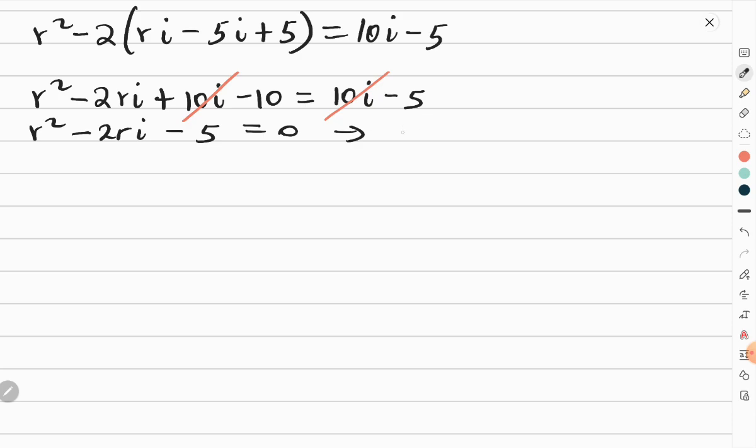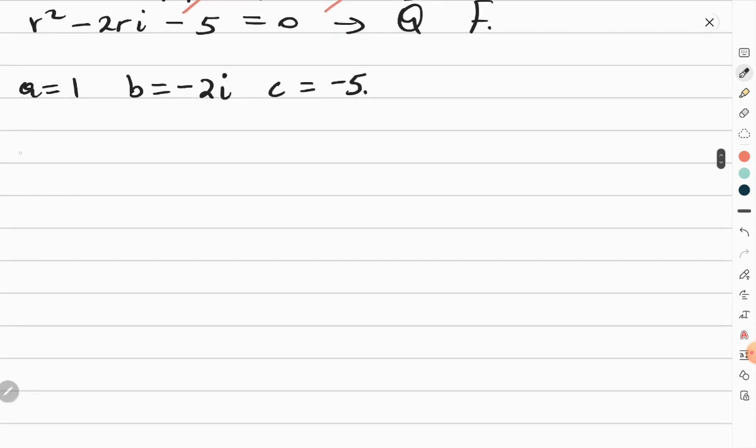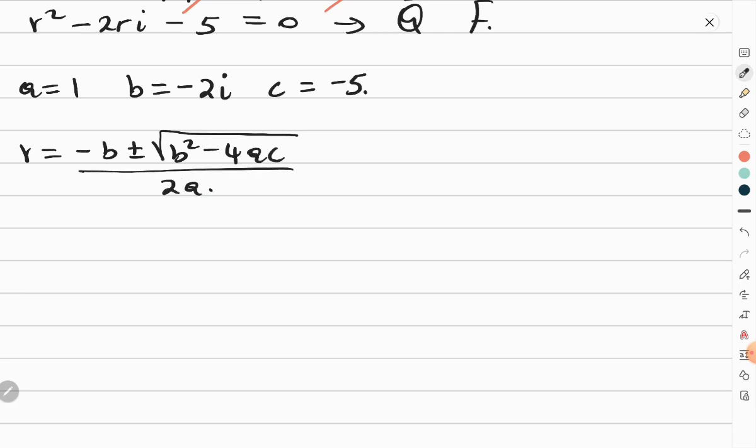Now in this one, we are going to use the quadratic formula. Our a is the coefficient of r squared, which is equal to 1. Our b is the coefficient of r, which means, let alone that it is not written in standard form, whatever multiplies r is the coefficient of r. That makes it 2i. Then c is the constant, which is just negative 5. Then r is going to be equal to negative b plus or minus the square root of b squared minus 4ac, all divided by 2a.